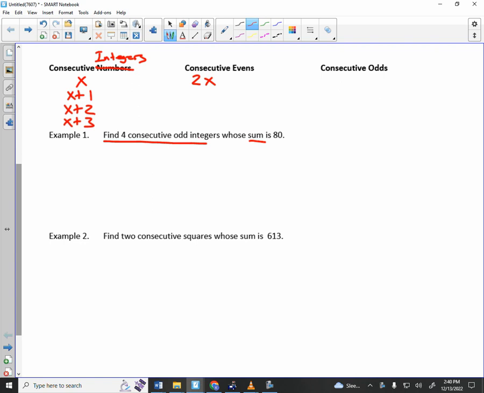What would be the next one after that that's even? 2x plus 2 is going to be 2 units away because you have to skip the odd one. And then 2x plus 4, and then 2x plus 6. For odd integers, we simply start with an even integer. What is something you can do to an even integer to make it odd? Add 1 to it. And the consecutive ones after that would be 2x plus 3, 2x plus 5, 2x plus 7.